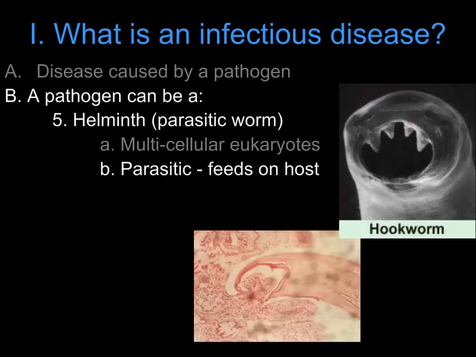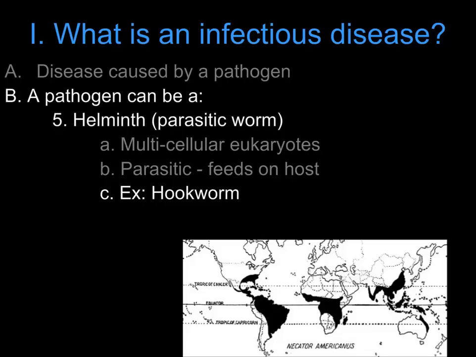So helminths are considered parasitic because they feed on the host. And this is a very vivid image, I think, of the opening of a hookworm. You can see where it gets its name. Up on top, we see the hookworm's mouth. And then down below, we see a side view when a hookworm has grabbed onto the lining of an intestine and is sucking the nutrients from that intestine. So hookworm is one of the few helminth infections that we do have to deal with here in the United States.